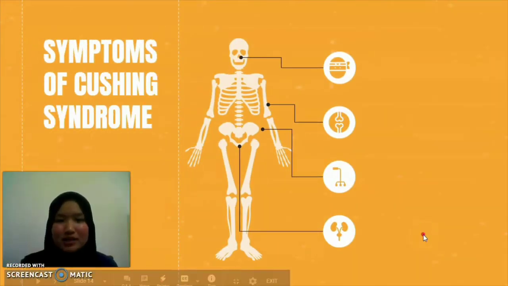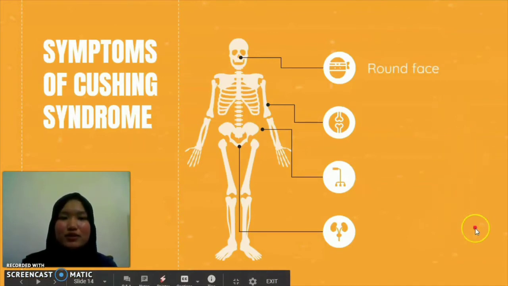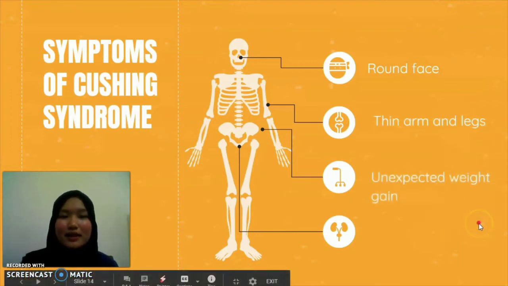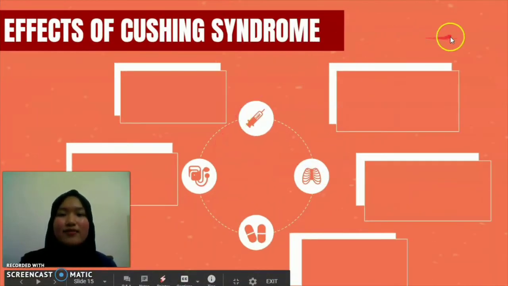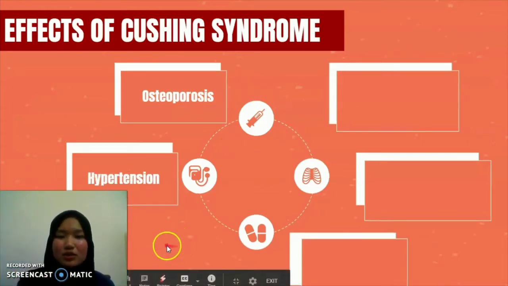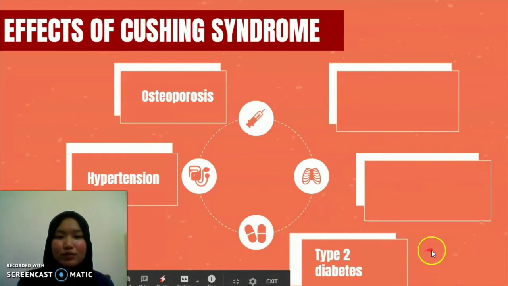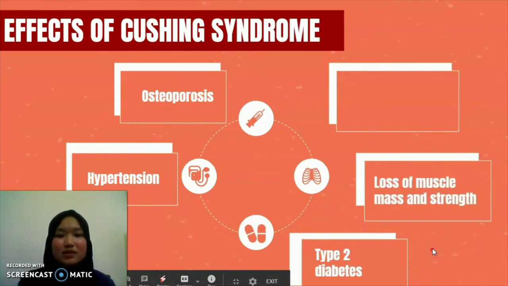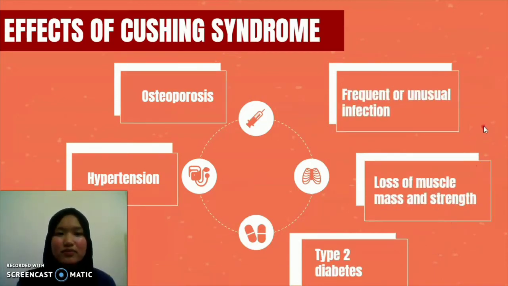For the symptoms of Cushing syndrome, the patient will show a round face. Next, they will have thin arms and legs. They will gain weight unexpectedly, and lastly, they will have low fertility. For the effects of Cushing syndrome, if the patient does not take any treatment to cure the syndrome, they will have osteoporosis, which means unusual bone fractures. Next, they will have hypertension, which is high blood pressure, type 2 diabetes, loss of muscle mass and strength, and lastly, they will experience frequent or unusual infections in their body parts. That is all from me.